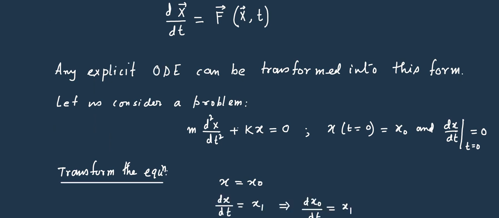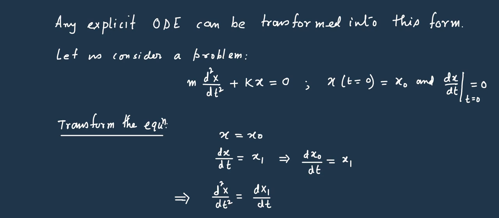Let us consider a problem of this form. It is a second order equation. Say it's a harmonic oscillator problem, or you can treat this as any general second order differential equation, without any physical meaning attached to it. That means m d2x/dt2 plus kx equals 0, and x at t equals 0 is x0, and dx/dt at t equals 0 is v0. These are the initial values of the problem.